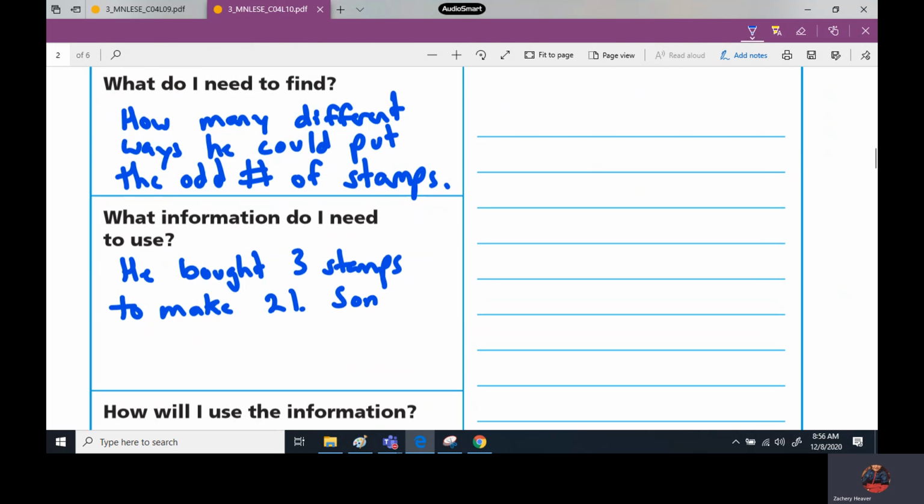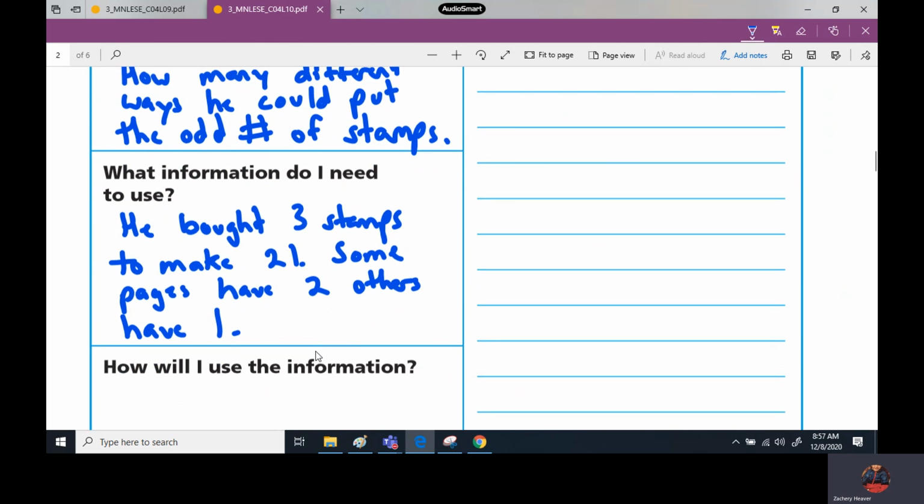Some pages have 2. Others have 1. He bought 3 stamps to make 21. Some pages have 2, others have 1.